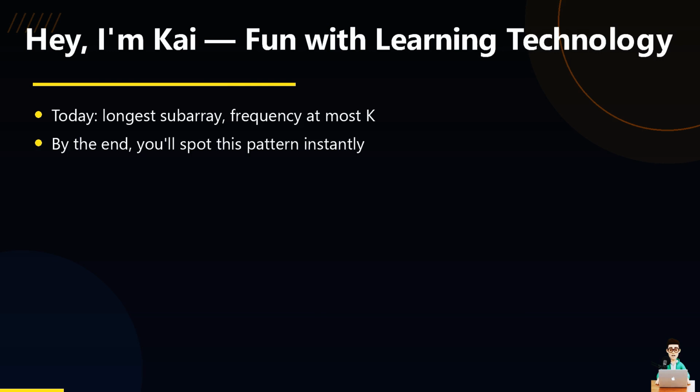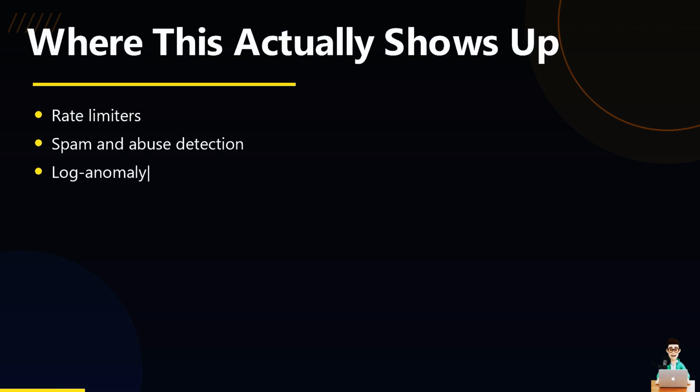Today we are solving longest subarray with frequency at most k. This looks like it needs some fancy heap or sorting trick. It doesn't. By the end you will spot this pattern in seconds. This exact shape, longest run where nothing repeats too much, powers rate limiters and spam filters in real systems. Get this pattern down once and you'll reuse it constantly.